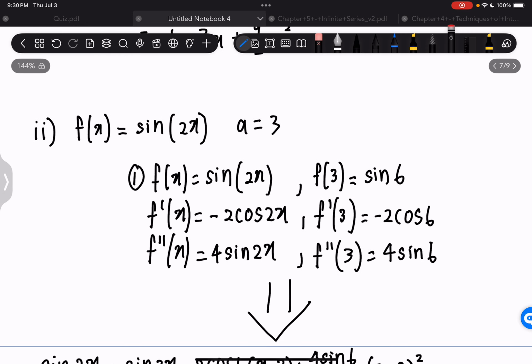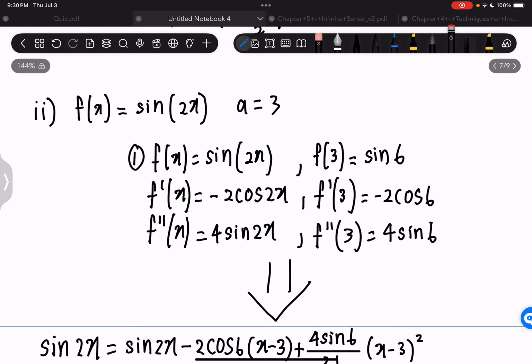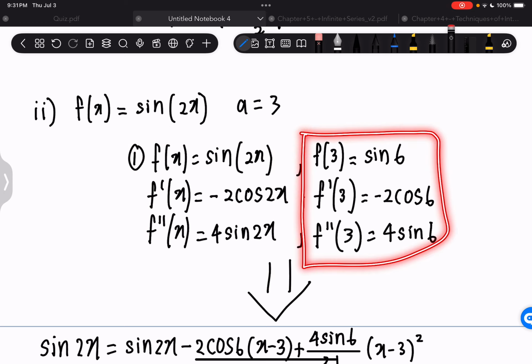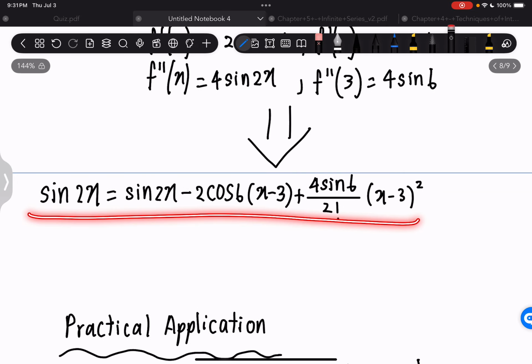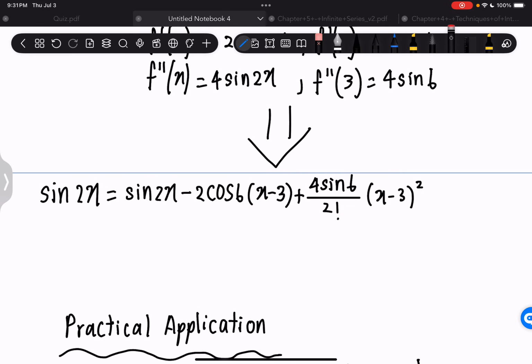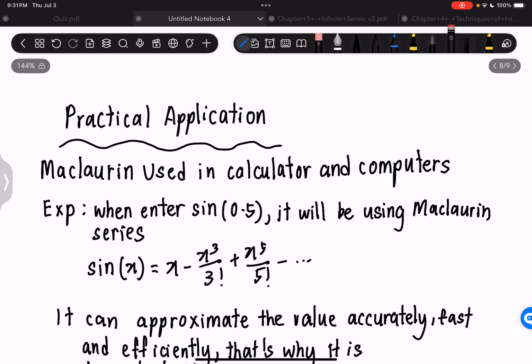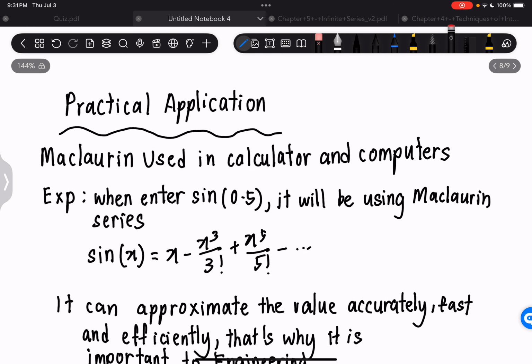Next, I'm going to tell you how to solve it when the equation has sine. As the question states, a equals 3, which means my x also equals 3. First step, same, I differentiate it. After I differentiate, I substitute my x value. After that, I write it into the Taylor series. So that's the answer.